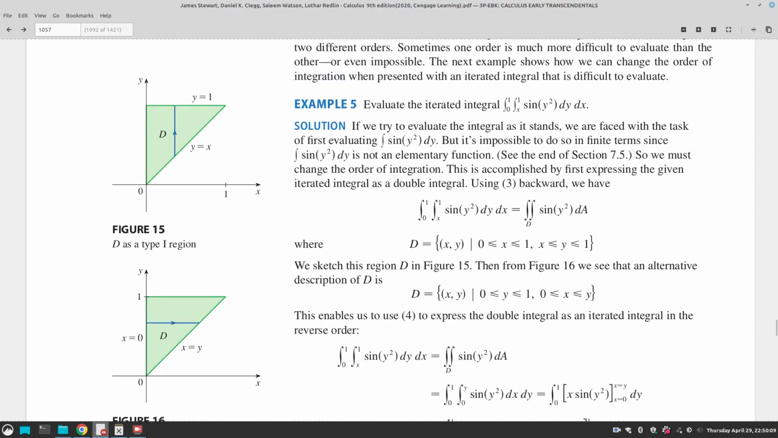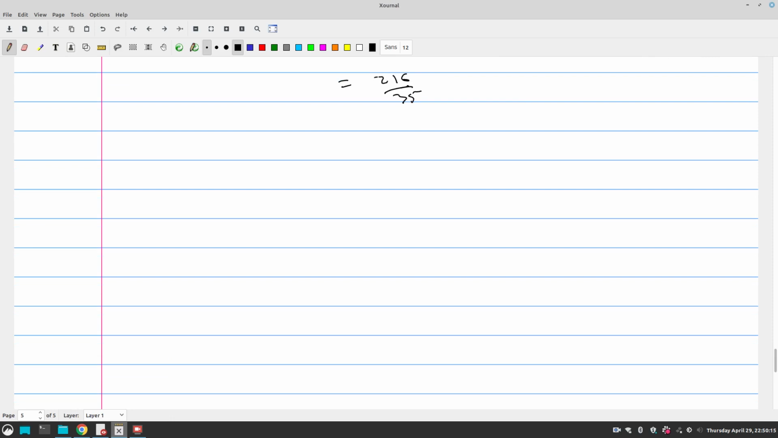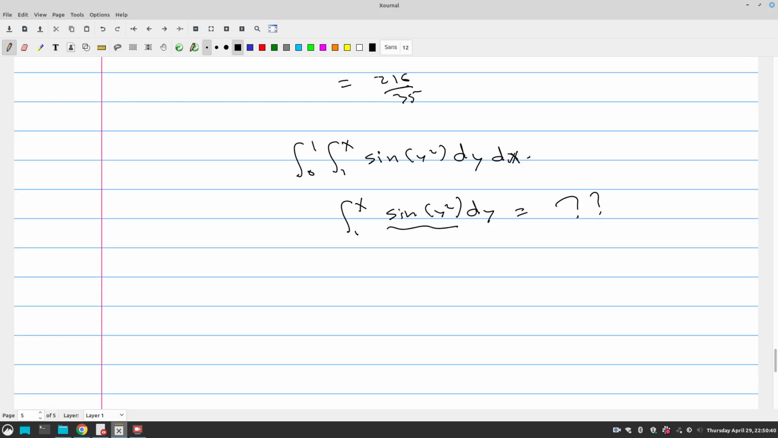Alright, so this integration, right? The integral from 0 to 1, 1 to x, of sine y squared, dy dx. Now as it currently stands, this is very hard to do. Sine y squared dy. How are we going to do this? Well, it may be that this antiderivative does not exist. The antiderivative is sine y squared.